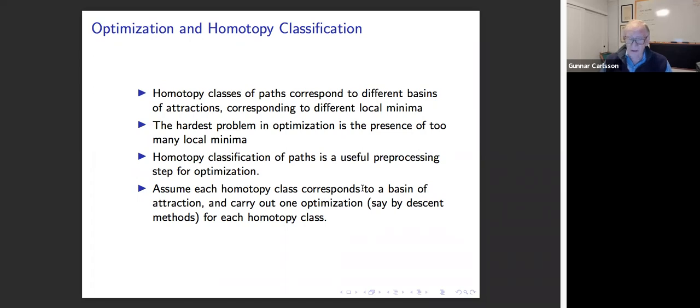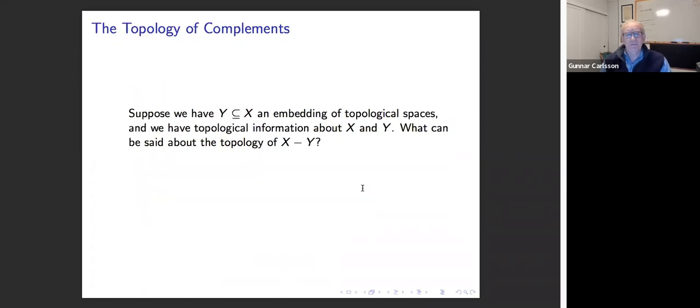So the question becomes, we're going to want to study the topology of complements. Suppose that we have an embedding of topological spaces Y contained in X. We have topological information about X and Y. What can be said about the topology of X minus Y? In particular, can we recover topological invariants of X minus Y, such as homology, cohomology, homotopy, and in particular, path components?